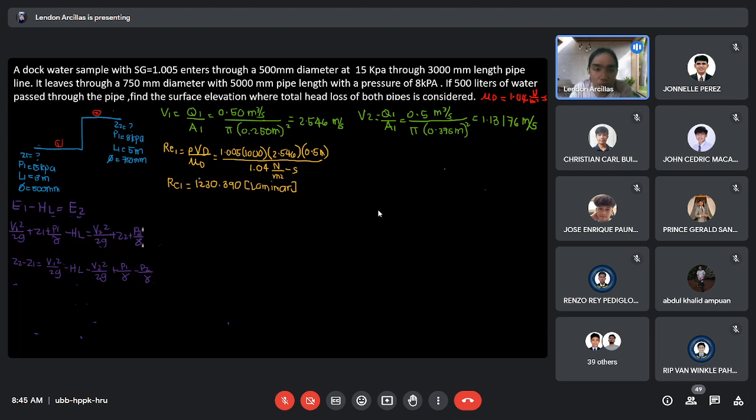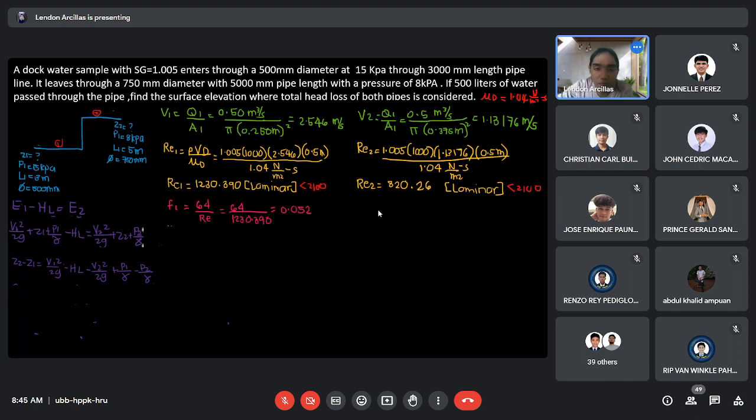Okay? So to find friction, kailangan mo na rin alamin yung type of flow. And since naalam natin yung type of flow niya is laminar, diretso na. The formula, and sa second pipe din, laminar din siya because that is less than 2,100, both of the pipes. So since less than 2,100, the formula for friction 1 is 64 over RE. Ganon din sa friction at point 2.